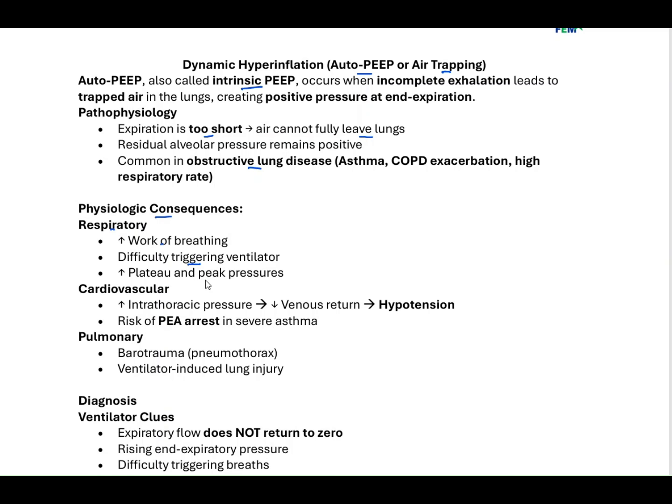But in order to trigger the vent, there has to be a pressure gradient, right? So if there's that pressure gradient, that could make it very difficult to trigger the vents. And that could also increase your plateau, and that could increase the peak airway pressure.